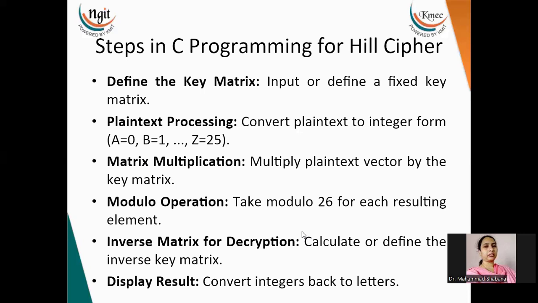First, define the key matrix, typically a 2 by 2 or 3 by 3 matrix, for encrypting each text block. Next, we take a plain text input, convert it into numerical values, and split it into blocks. We then perform the matrix multiplication for each block to encrypt. For decryption, we calculate the inverse of the key matrix and apply it to the cipher text block to retrieve the plain text. We use the modulo operation, taking mod 26 for each resulting element. To display the result, we convert integers back to letters.